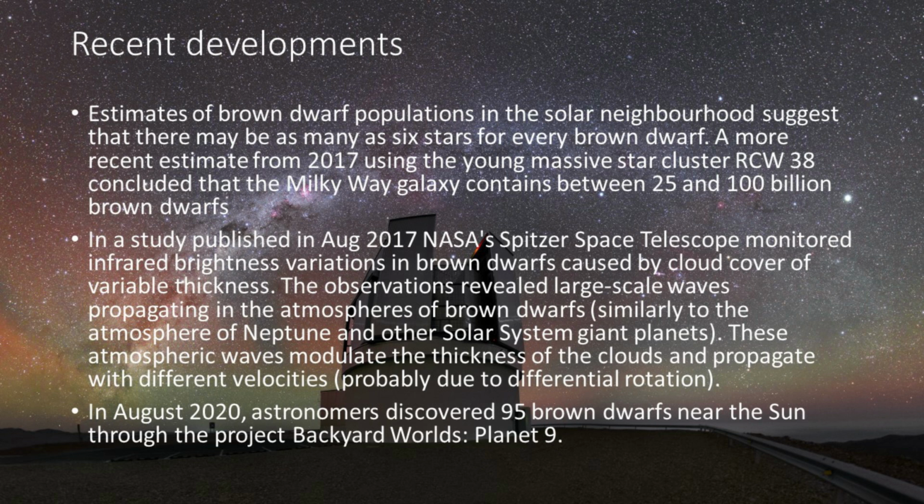The observations reveal large-scale waves propagating in the atmospheres of brown dwarfs, similar to the atmospheres of Neptune and other solar system giant planets. These atmospheric waves modulate the thickness of the clouds and propagate with different velocities, which is probably due to differential rotation. In August 2020, astronomers discovered 95 brown dwarfs near the Sun through the project Backyard Worlds: Planet 9. Now here is an animation of a brown dwarf floating in the vastness of space.